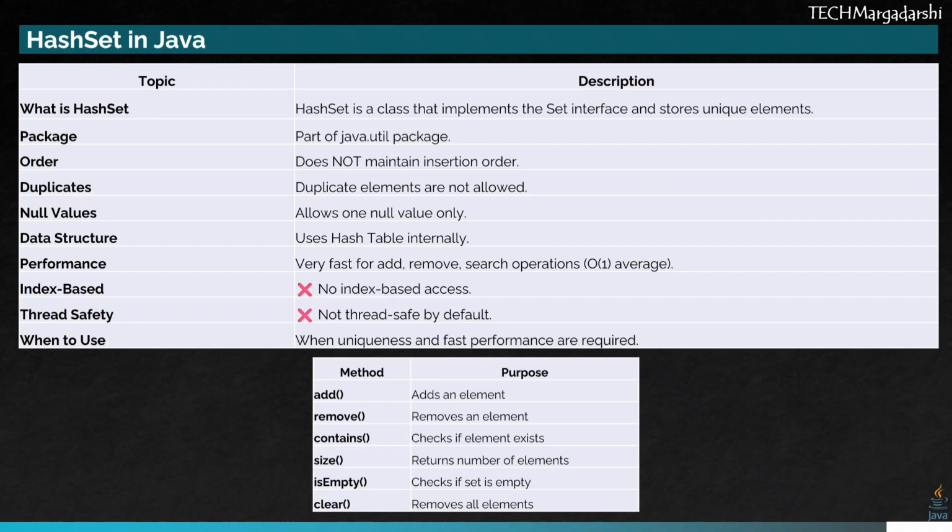tags. Commonly used HashSet methods include add to insert elements, remove to delete elements, contains to check existence, size to get the number of elements, isEmpty to check whether the set is empty, and clear to remove all elements.